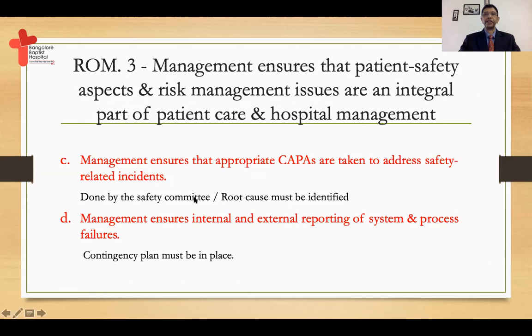So we find that in this chapter, the role of the management is clearly defined to ensure that the practice of modern medicine is ethical and professional.